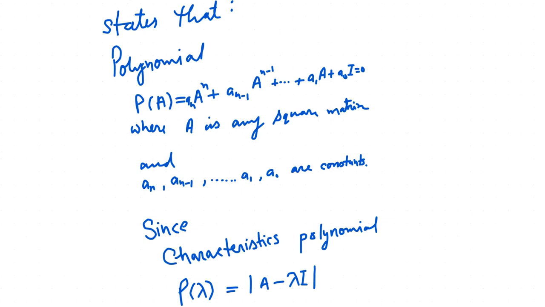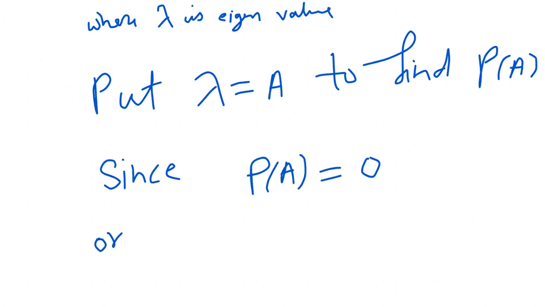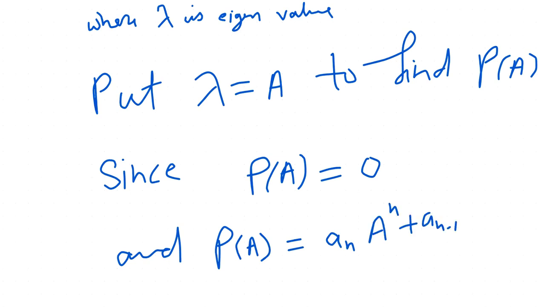Since we have done already P(A) is equal to 0 by using the Cayley-Hamilton theorem, P(A) is equal to a_n A to the power n plus a_(n-1) A to the power n minus 1, coefficients, constant values, plus up to a_1 into A plus a_0 into I. So now let us put this equal to 0, because P(A) is equal to 0. That means this entire value is 0.